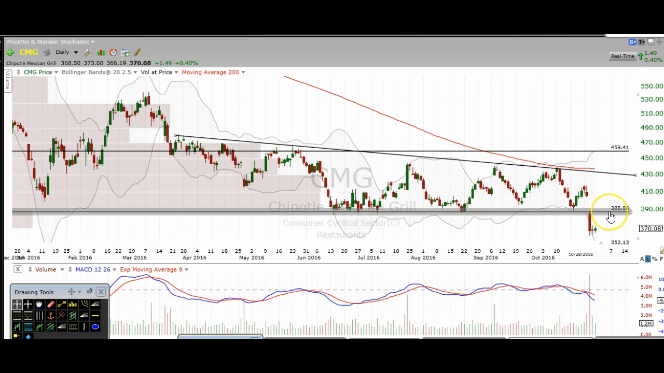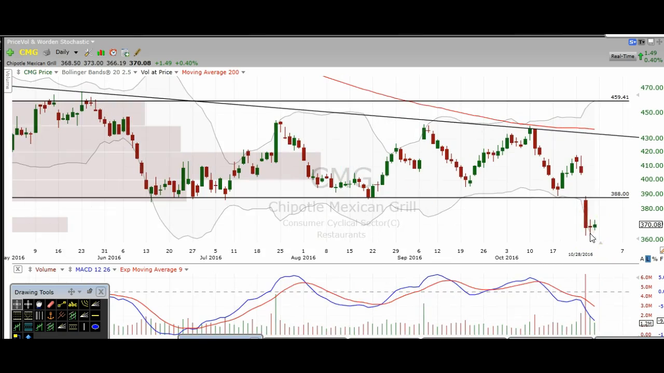So now 388, 390 is going to be resistance for Chipotle, and more than likely it's going to be heading lower here. It may not be overnight. We may want to retest. It looks like it's consolidating here a little bit, and we can see some upside in the near term, but this is definitely going to be some near-term resistance up at that 388, and you definitely need to be aware of where Chipotle is on the big time frames.